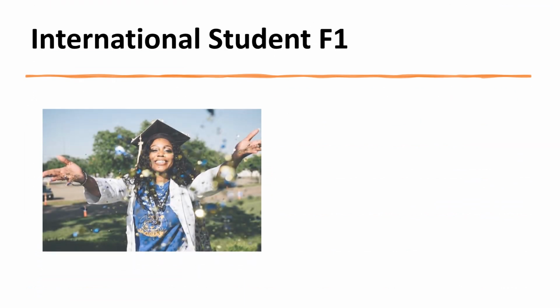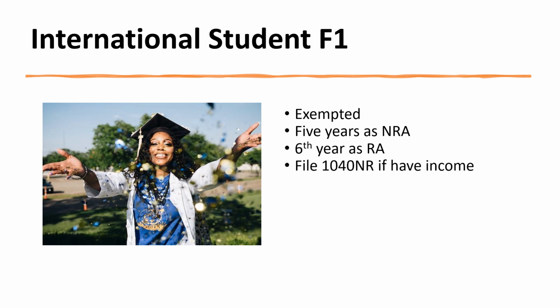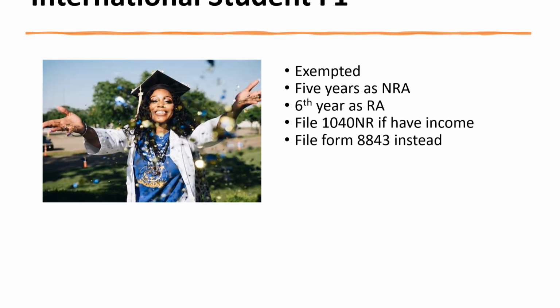If you are an F1 student, your days in the US are exempted from calculating the 183 days for 5 years. And in the 6th year, you will be considered a resident alien, even though you're still holding an F1 visa. File a 1040 non-resident alien tax return if you have income subject to tax, such as wages, tips, scholarships, fellowship grants, and dividends. If you don't file an income tax return, file Form 8843 by the due date to report your exempted days.